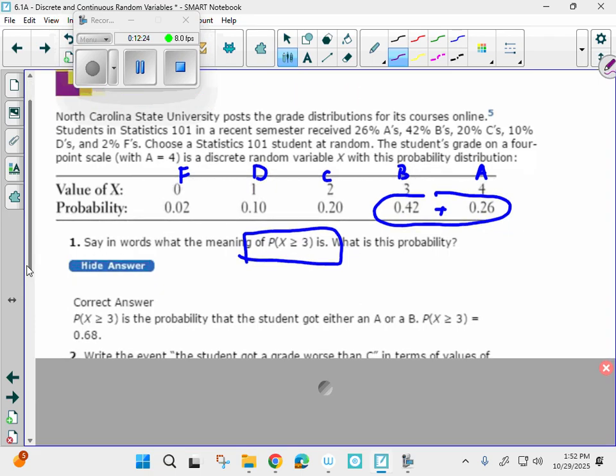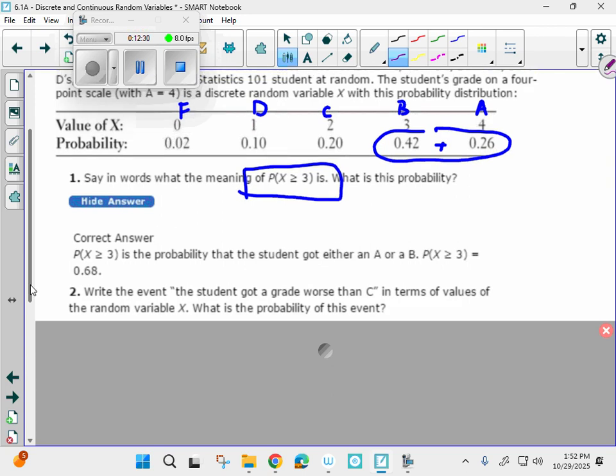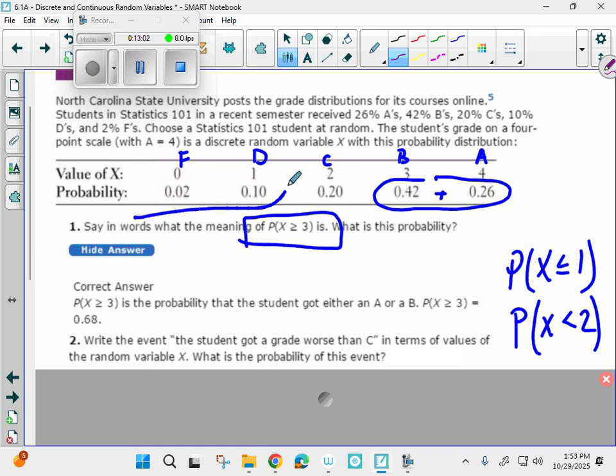Okay, write the event the student got a grade worse than C in terms of random variable X. Someone different. How would I do the P statement for worse than C? What do you think, Alex? Yeah, less than 2. Okay, there is another way to write this. You could also do less than or equal to 1, right? Worse than C means you got a D or an F, so less than 2 or less than or equal to 1. And then they would want you to actually calculate that. So there are 12% of people who got a D or an F in this class.